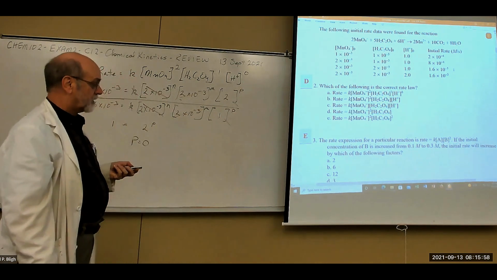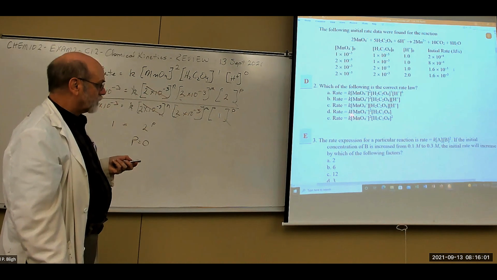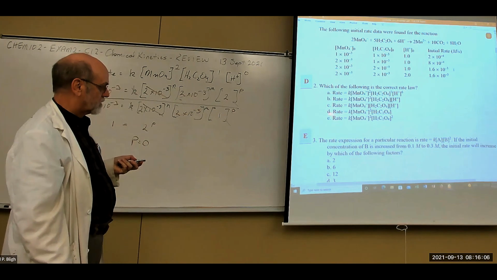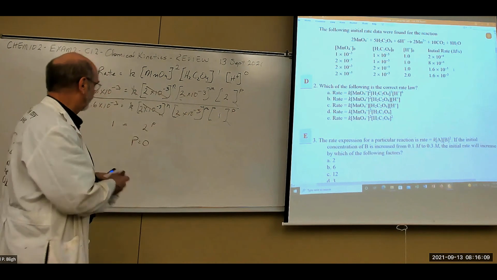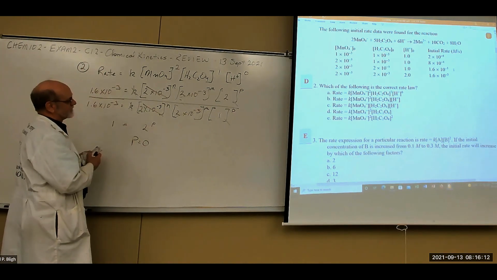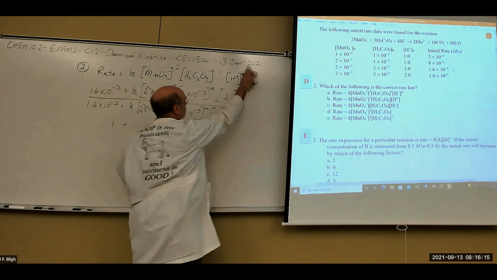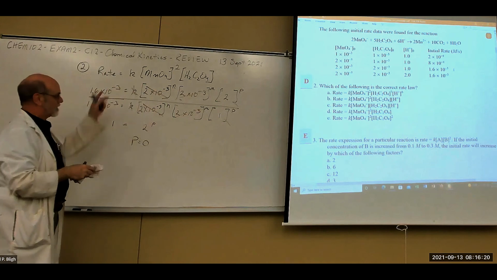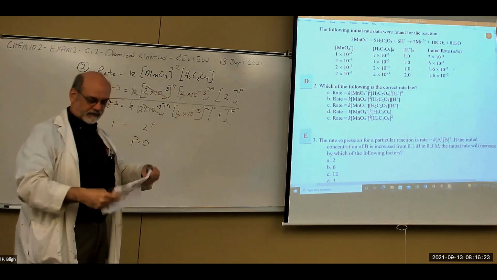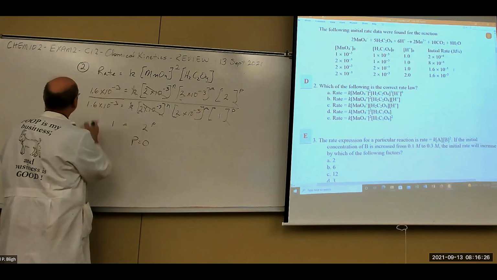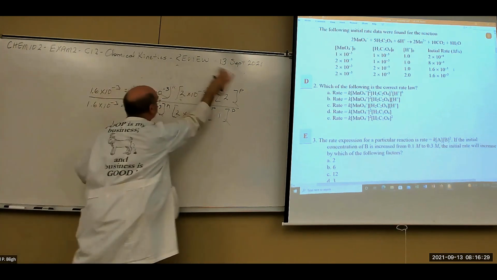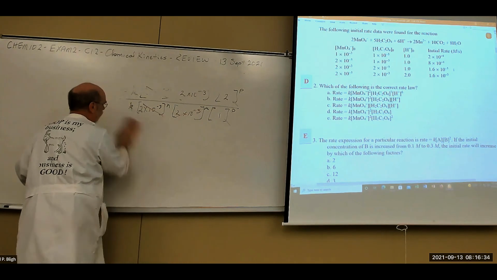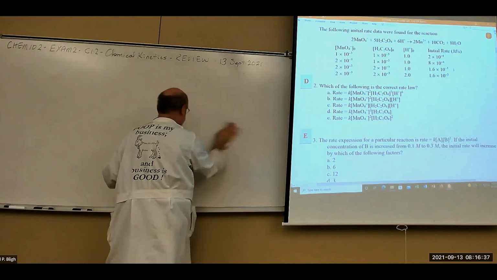So that means it was between this one and this one, correct? So it has to be D. Okay? So actually our rate law would be written like that. That would be the rate law for this equation. Okay, that was number 2.